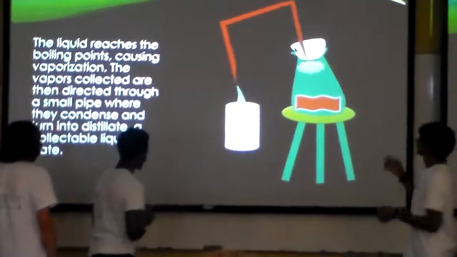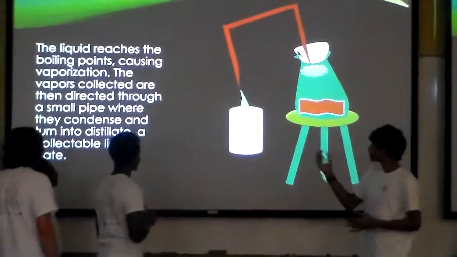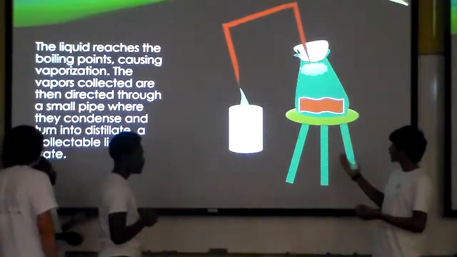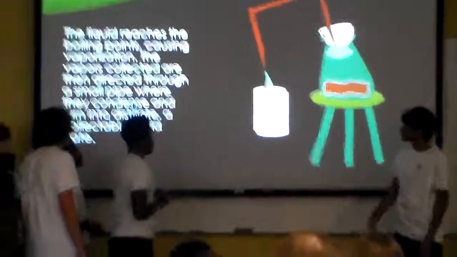So basically, the point of distillation is that the liquid as a whole reaches the boiling point, causing vaporization, and then it turns into a vapor, going through the tube, condensing in the tube, and coming out into a liquid state.